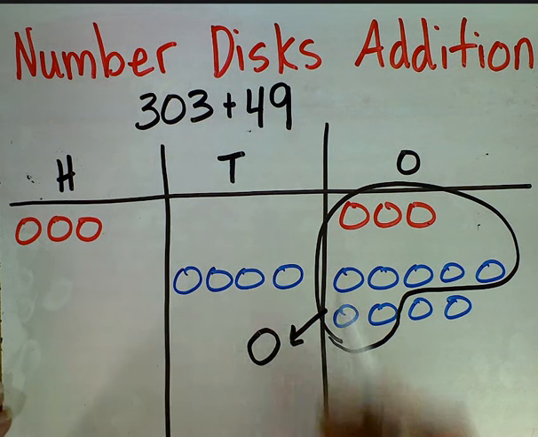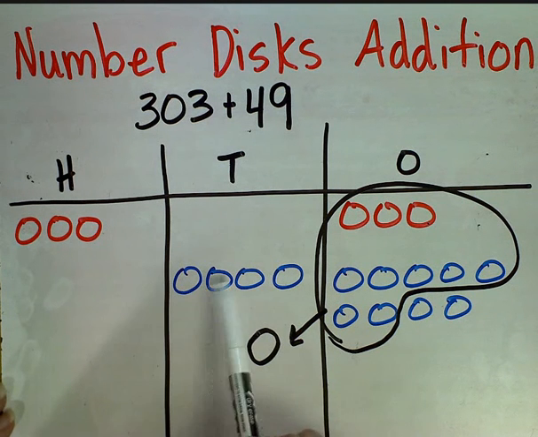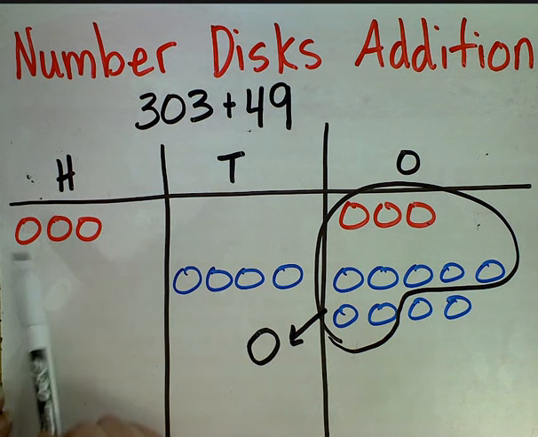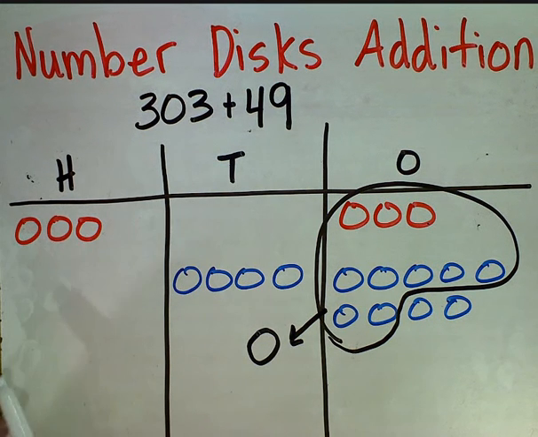Now I'm going to go over to the tens. I've got 1, 2, 3, 4, and we have to count this one as 5. No bundles needed. I'm going to my hundreds. 1, 2, 3. Again, no additional bundles are needed.